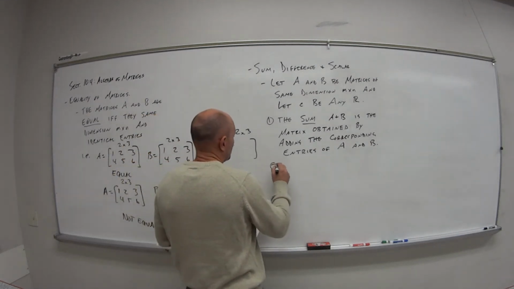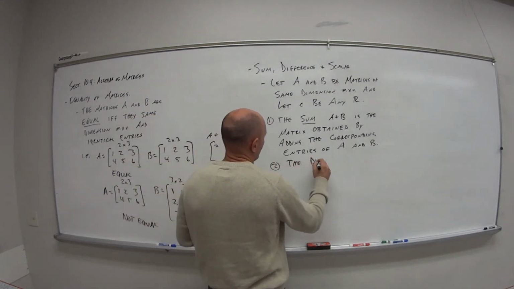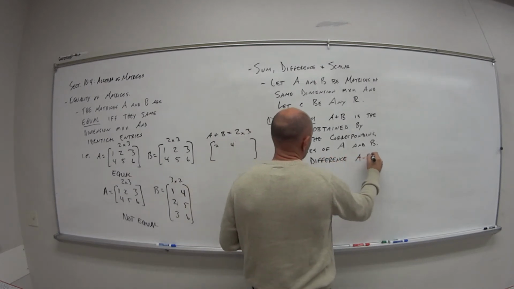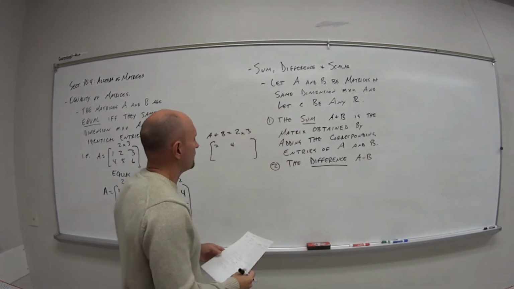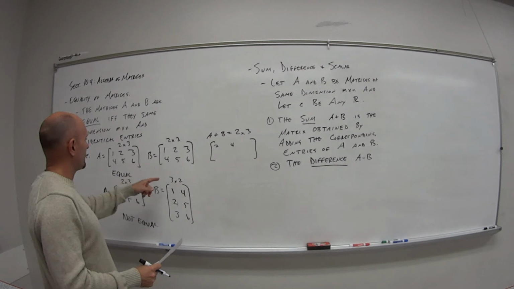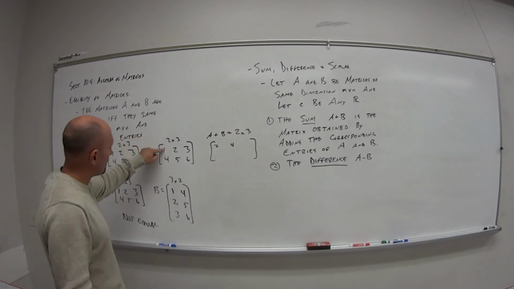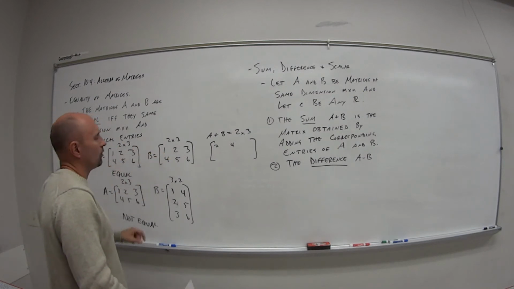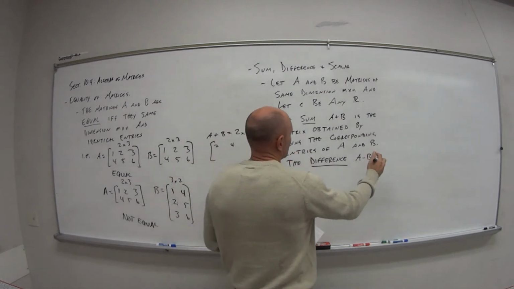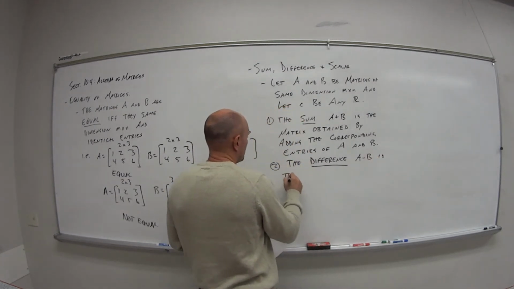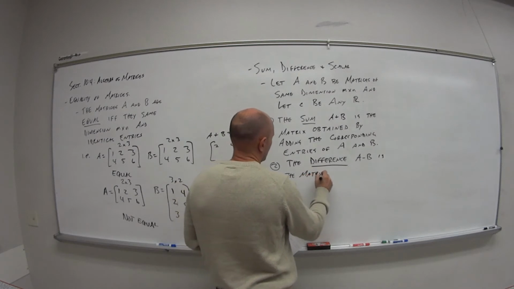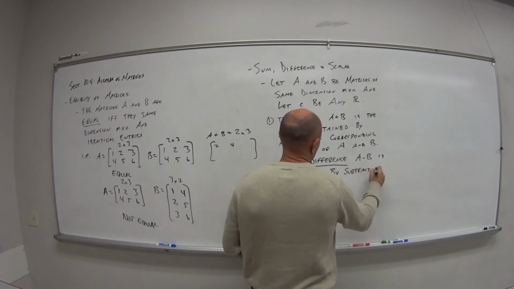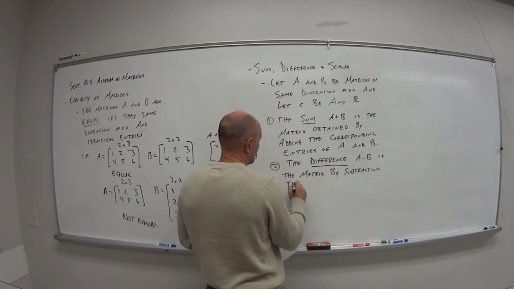Similarly with subtraction, the difference A minus B, and so the order matters in this case. A plus B, doesn't matter which one I add, but if I have A minus B, I have to do 1 minus 1, 2 minus 2. If it was B minus A, I'd have to go the other way. But otherwise it's the same. The difference is the matrix obtained by subtracting the corresponding entries.